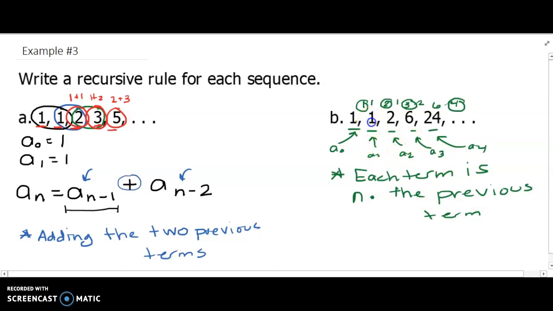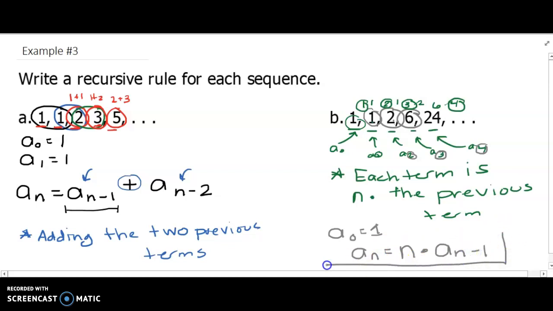So here, I'm 1 times this one. This is my first term, so it's 1 times this, which gives me 1. My second term, I'm multiplying 2 times my previous term, which is 2. My third term, I'm saying 3 times my previous term, which is 6. My fourth term, I'm saying 4 times my previous term, which is 24. So to write that here, I could say a sub 0 equals 1, and then a sub n equals n times my previous term, which is a sub n minus 1.